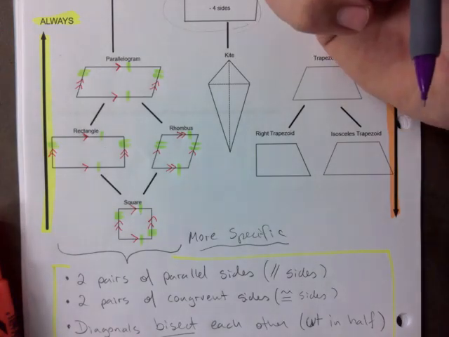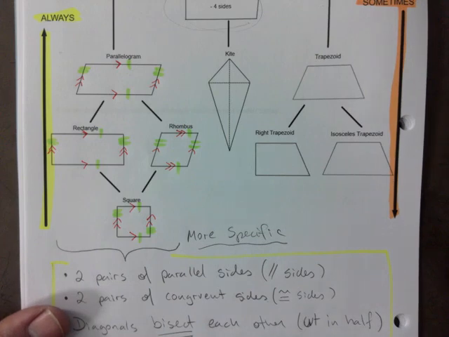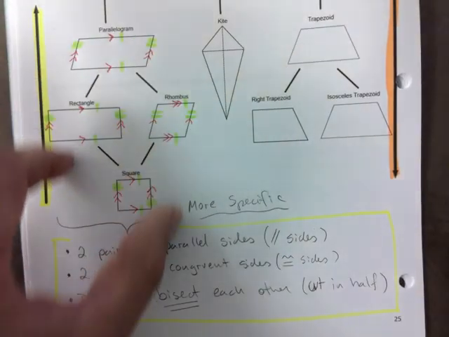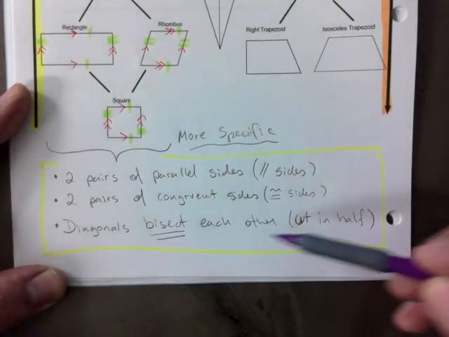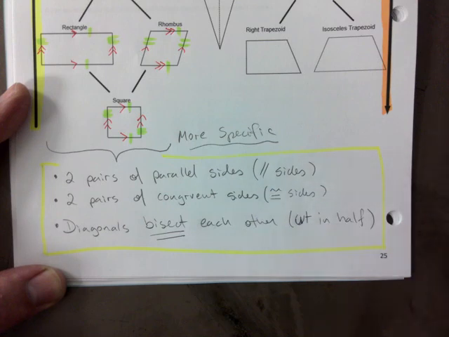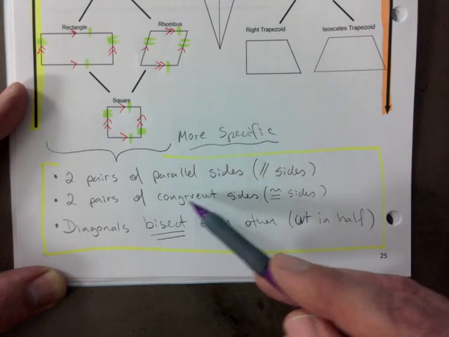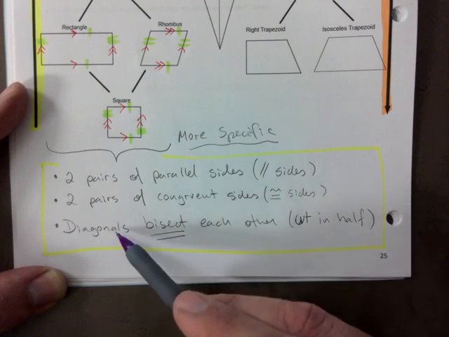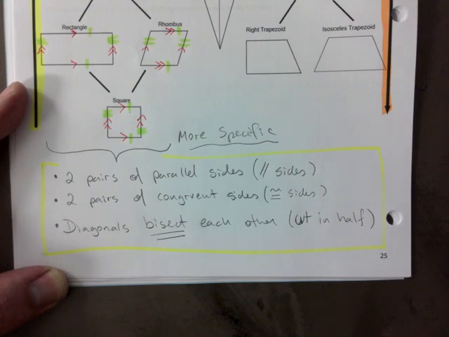So they have just one difference, basically, and that's how you can distinguish one from the other. All of these ones here have these properties in common. For now, just make a note and remember that: two pairs of parallel sides, two pairs of congruent sides, and diagonals bisect, which means they cut each other in half. That's on 25.